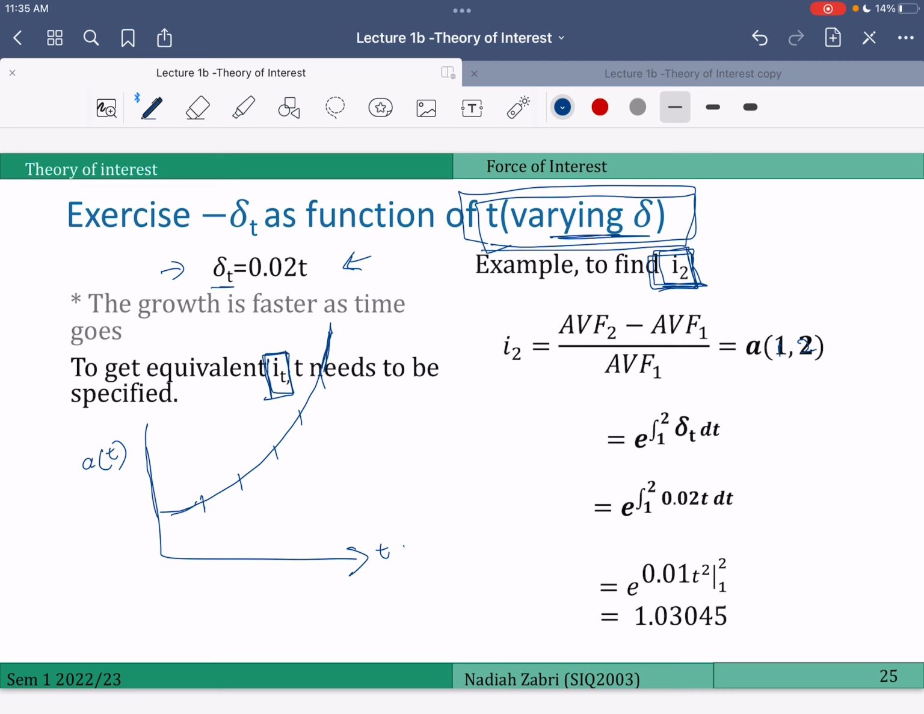So how you do that is I equals the interest earned in that period over the beginning fund. Or another way is you can write it like this: 1 plus I to the power of 2 equals this, which is A12, right? So equals this equation. And once you solve it, you get 1 plus I equals this. So I2 will be 3.05%.